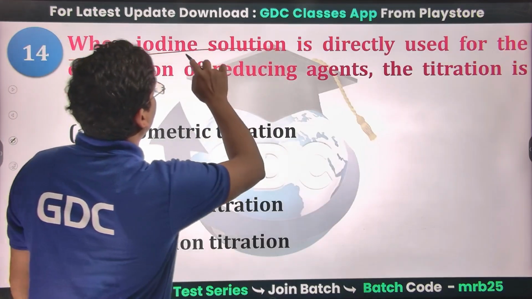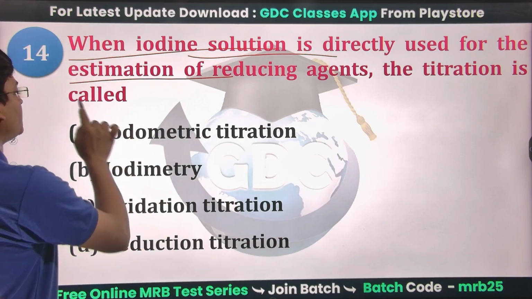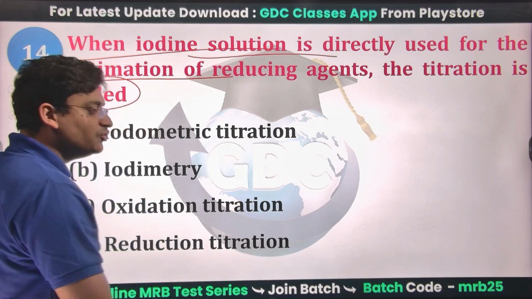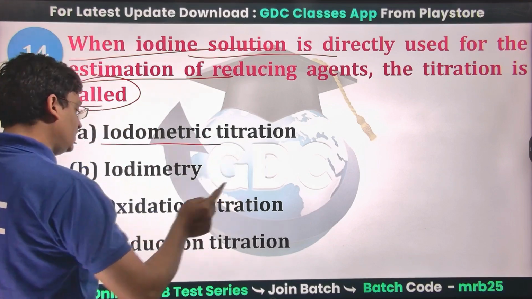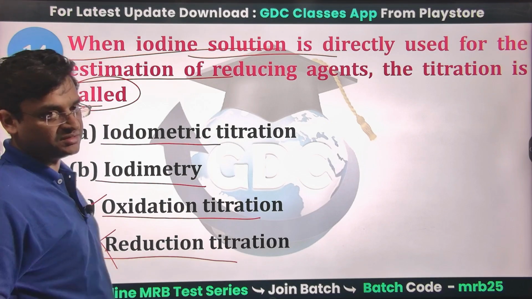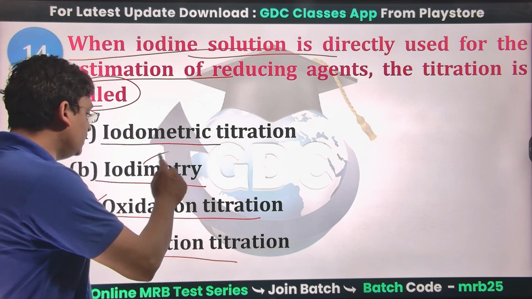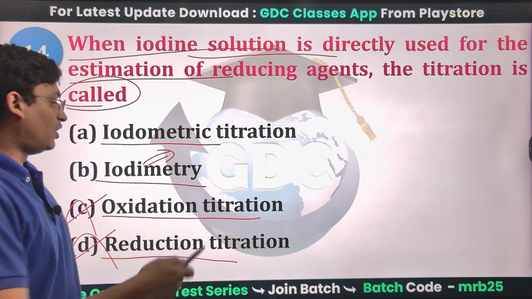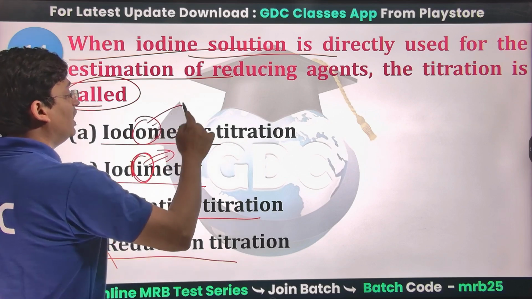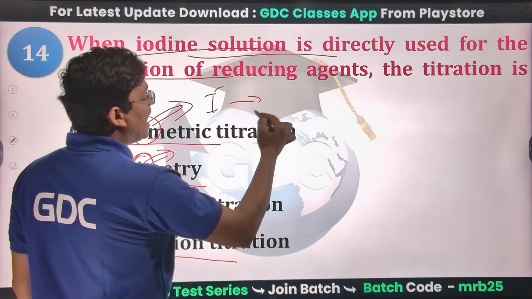Next question: when an iodine solution is directly used for the estimation of a reducing agent, the titration is called. You are using iodine solution directly inside that particular titration. What do you call such a titration? Is it iodometry, iodimetry, oxidation titration, or reduction titration? This is not a case of oxidation reduction titrations. It will be either iodimetry or iodometry. In iodimetry, we use iodine, which is put in directly inside that titration, while in iodometry, iodine comes out of that particular compound. From iodide we get iodine.